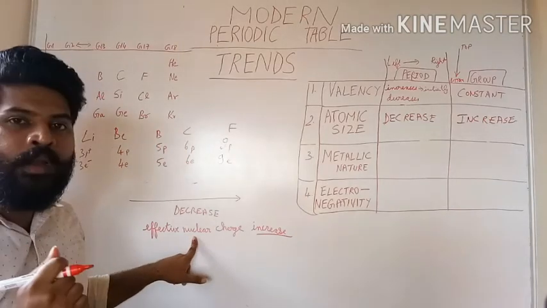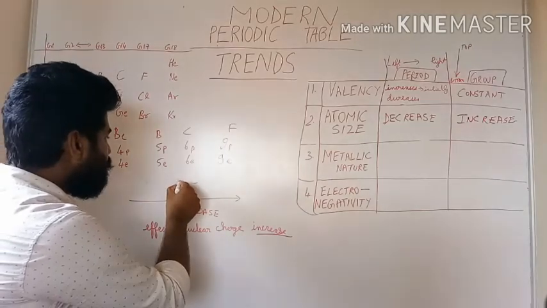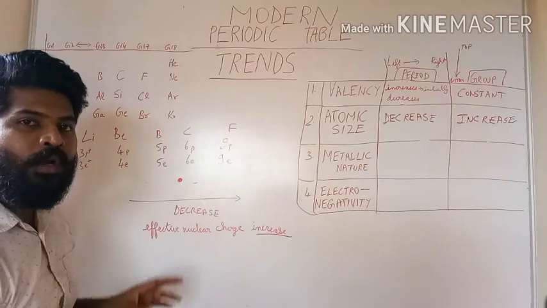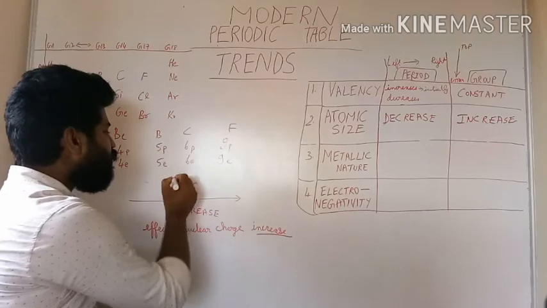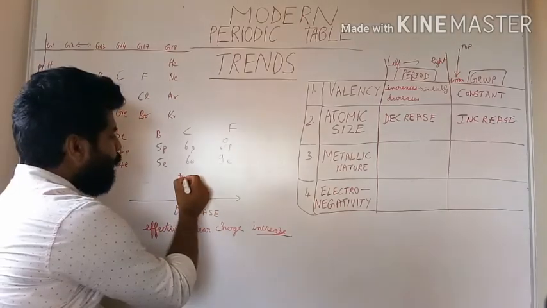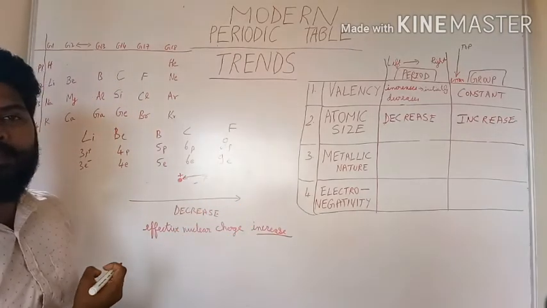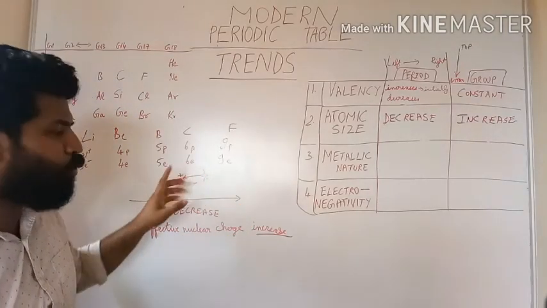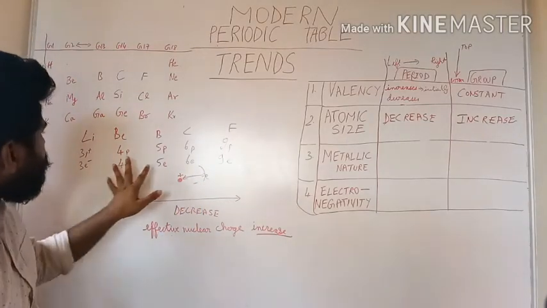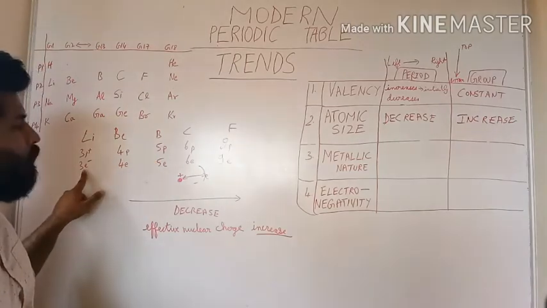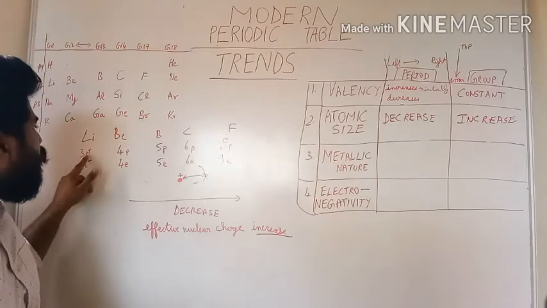So how does this affect the size? Now, as the charge of the nucleus increases, we know unlike charges attract each other, right? So as the positive charge of the nucleus increases, it will attract the electrons more strongly. The electrons in the outermost shell are more strongly attracted. When compared to these two, here the pull will be less. The effective nuclear charge will be less because protons are less.